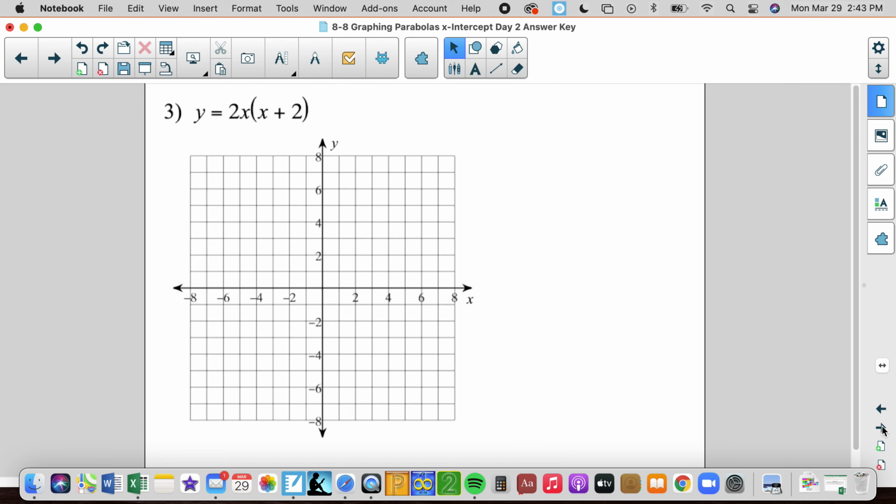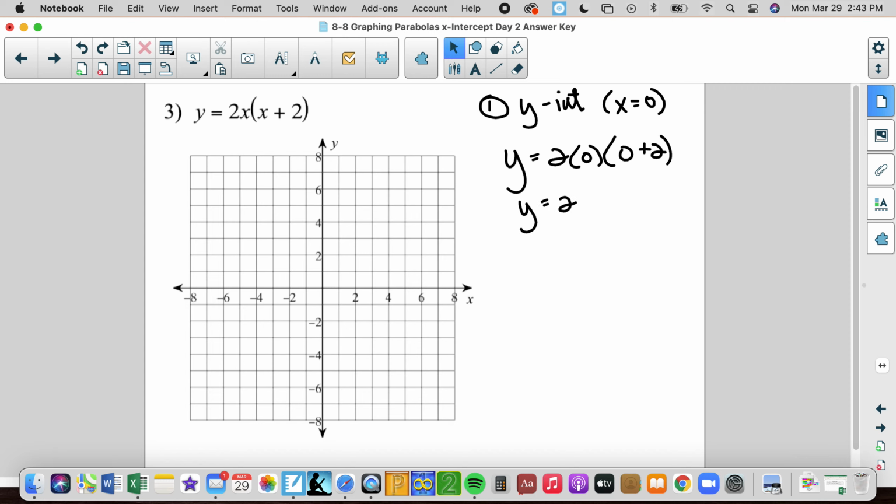All right, this one's nice because it's a little bit different. It's not different how you find the y-intercept. You're still going to plug 0 in for x. That's still easy. 2 times 0 times 0 plus 2. Let's simplify before we start multiplying. 2 times 0 is 0. Times 2 is 0 also. So we get 0, 0 as our y-intercept.